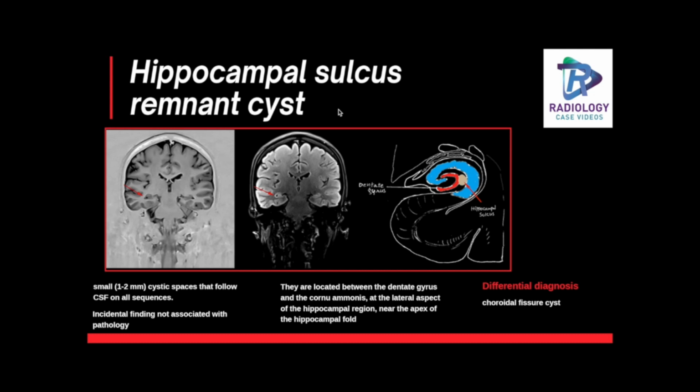These are also known as hippocampal cavities. This is an incidental finding, and it is because of the incomplete involution of the embryonic hippocampal fissure. These are small cystic spaces that follow CSF signal intensity on all sequences. These are present in between the dentate gyrus and cornu ammonis. So this is a hippocampal sulcal remnant cyst. The main differential diagnosis for this is choroidal fissure cyst.